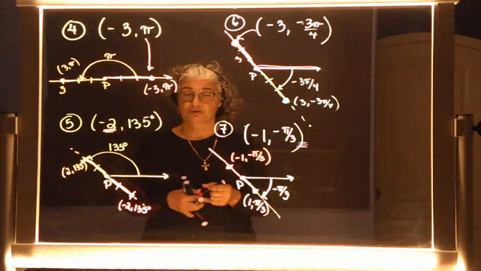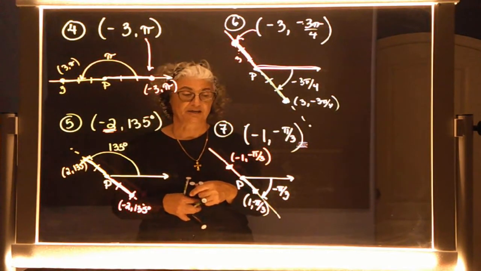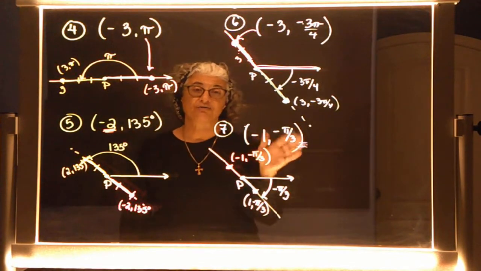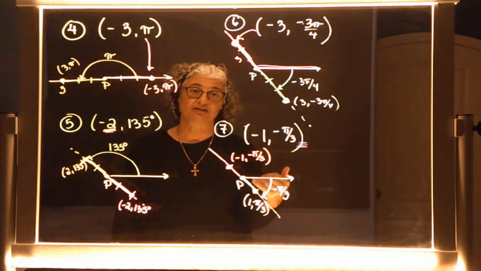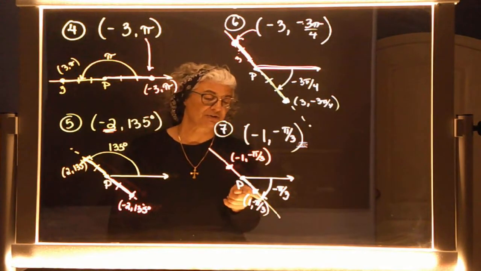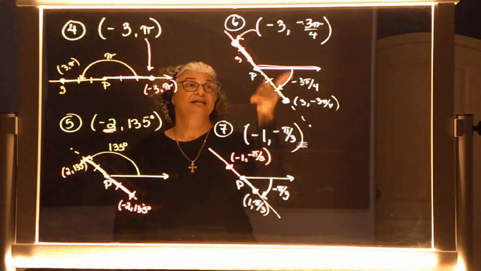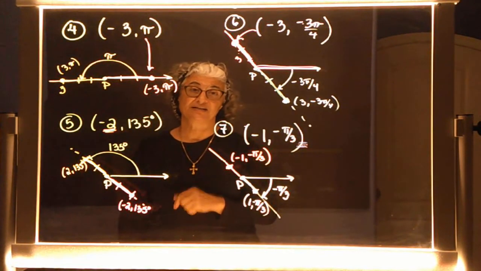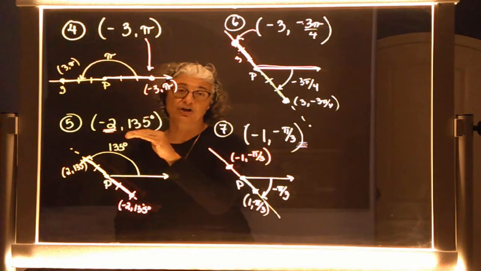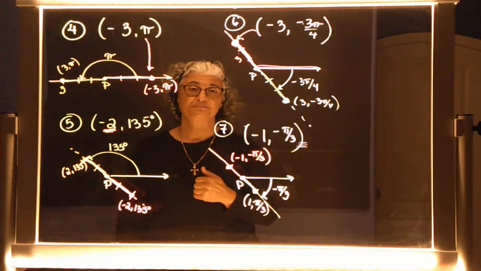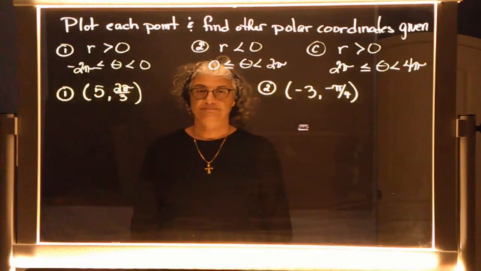Cool? Are you with me? Okay, so again, I always graph the angle first and the positive r. And if the r is negative, that tells me I'm going to go exactly 180 degrees in the other direction to find the actual negative r, comma, theta point. Cool? Okay, hang in there.